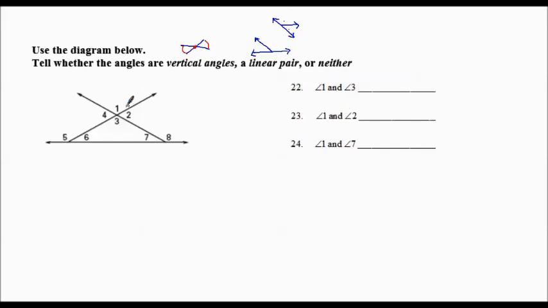So let's see, angle 1 and angle 3. I always mark them as I work. And they look like a bow tie shape to me, so those are vertical.